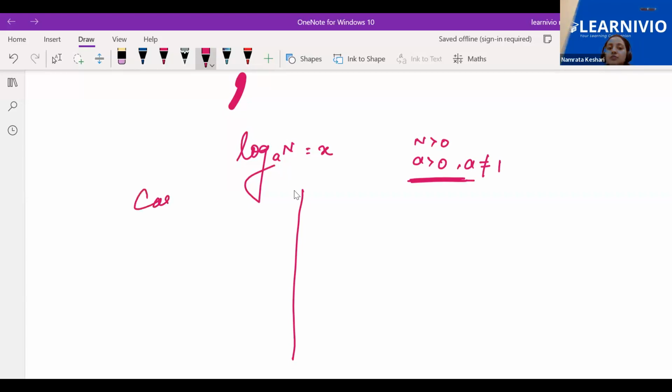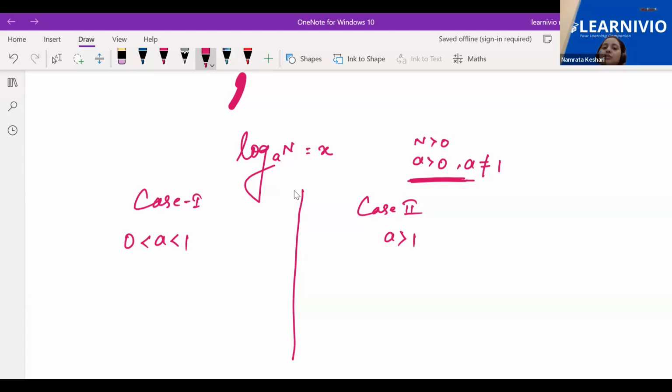Different cases, case 1 and case 2. So in case 1 we are going to take a bigger than 0. So let's take a lying in between 0 and 1, that is, a is bigger than 0 and smaller than 1. And the other scenario, let's take a bigger than 1, because a is not 1, right? Yes. Okay, so these are the two scenarios we are going to discuss.